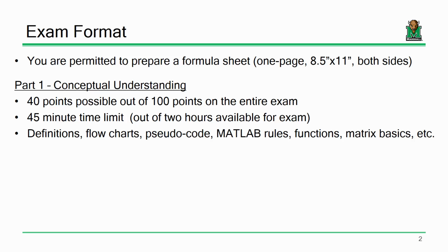There's 40 points out of 100 for part 1 of the exam, and of our 2-hour time limit, I'm going to cut people off at 45 minutes. It seemed like during the first exam, some people got themselves into trouble by spending too much time on the first part of the test, even though the second part of the test was worth more points. And so to encourage people along at a steady pace, 45 minutes will be the cutoff for part 1. And it's going to include a wide range of topics.